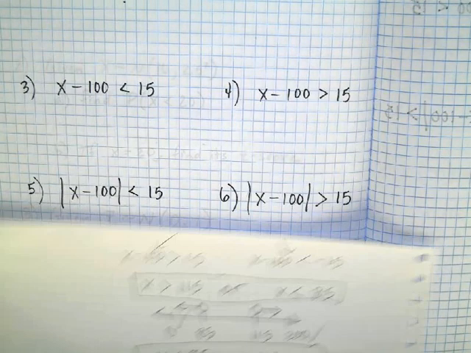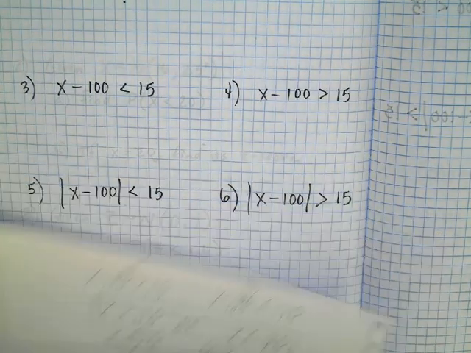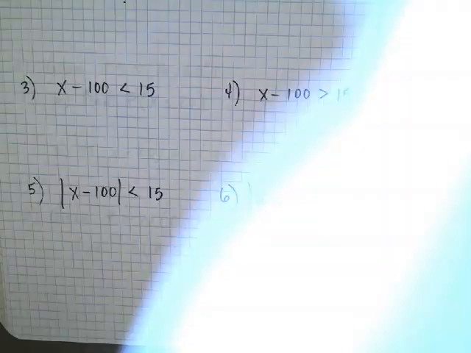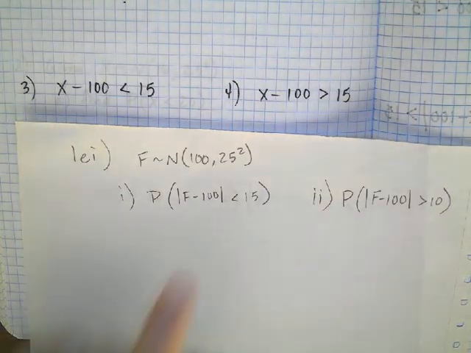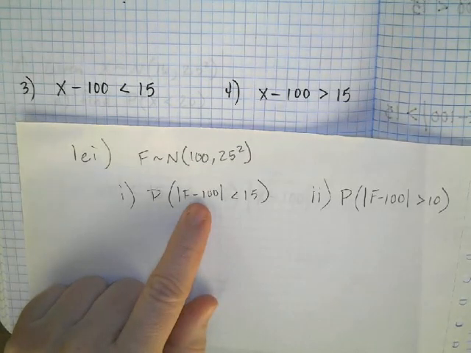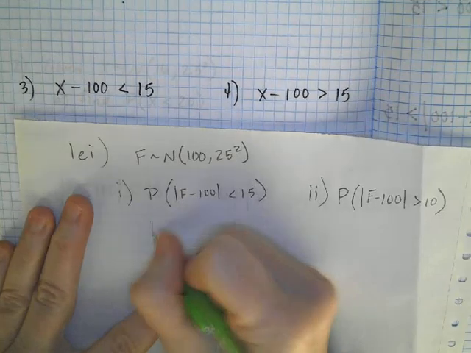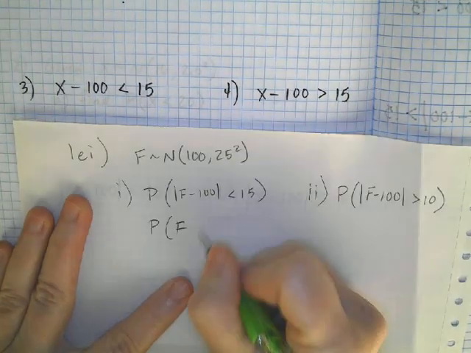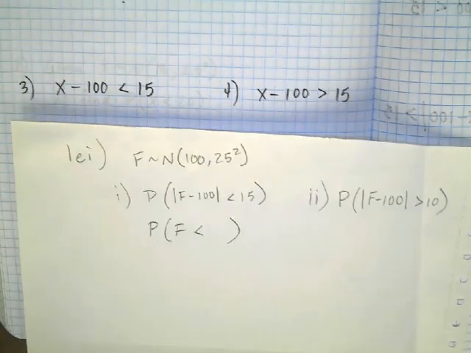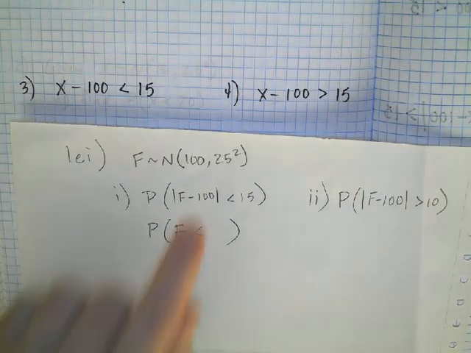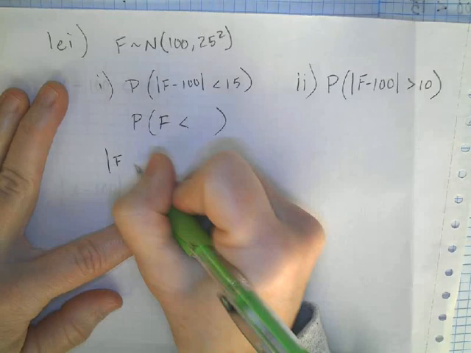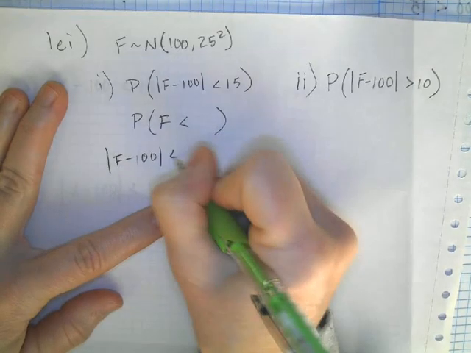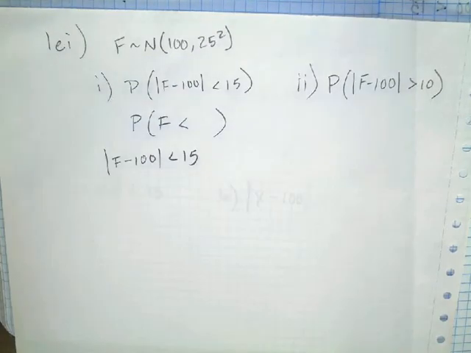All right, so what does this have to do with problem 1E on the assignment from last week? Well, you can't put this directly into your calculator. You have to get this to say P of F is something, okay, before you can put it into your calculator. So we've got to solve this. So we need to solve this problem. The absolute value of F minus 100 is less than 15. And we just did that. We just did that on our warm-up.